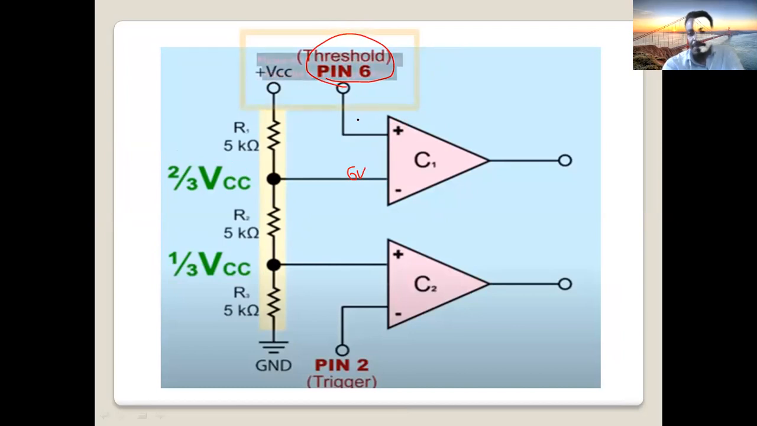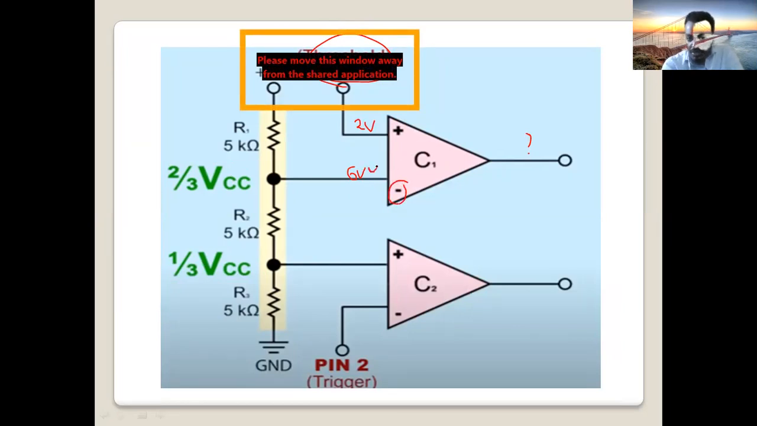Now if you apply at pin number 6 a voltage of 2 volts, what will happen to the output of the comparator C1? Which one is larger? Negative is 6 volt, positive is only 2 volt. In this case, output will be 0. Please keep in mind, when I say 0, I mean low voltage, low and high, or off and on.